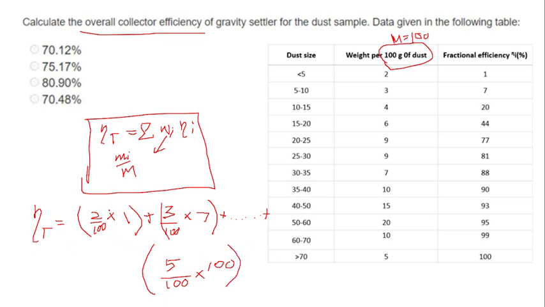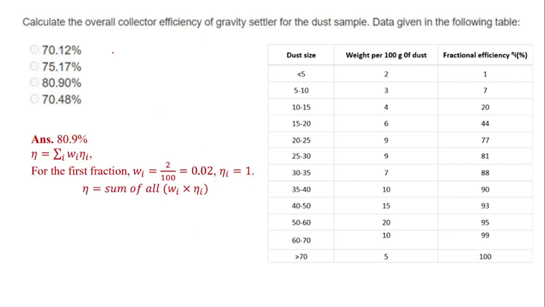So we have to multiply the weight fraction into the fractional efficiency, and the summation of the weight fraction into fractional efficiency for all the particle sizes will give you the total collector efficiency. So the right answer is 80.9%. As I said, it is calculated by summation of all weight fraction into individual efficiency. Do you have any doubts so far?